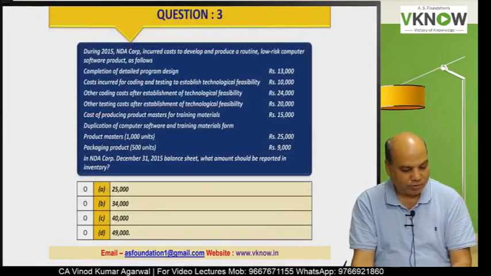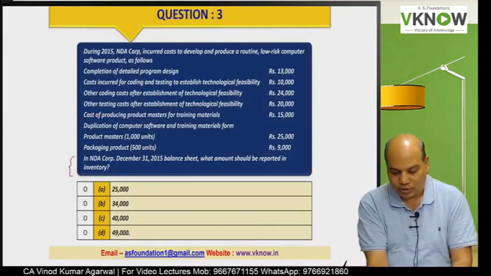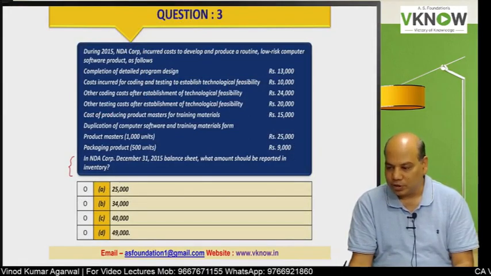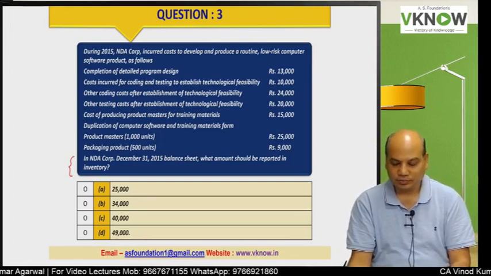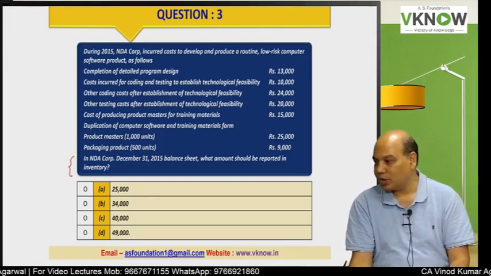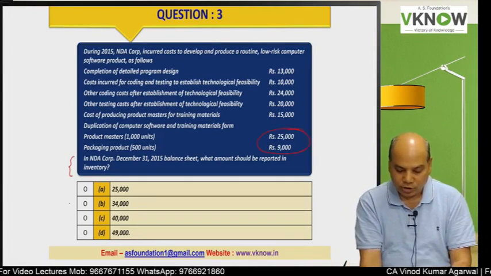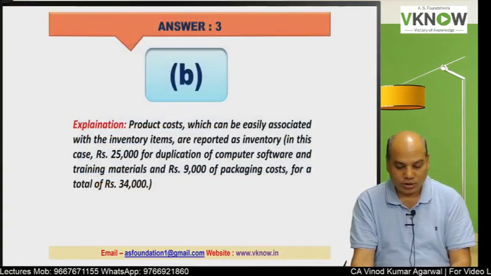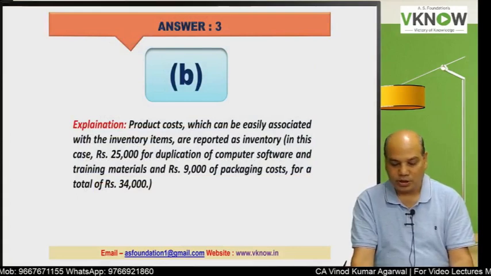Question number 3, which is a continuation of question number 2, only the last 2 lines we will read. In NDA Corp's December 31, 2015 balance sheet, what amount will be reported as inventory? What amount will be reported as inventory? 25 plus 9. Do we have any option? 34,000 there? Yes. So the answer is B. And you can read the explanation for this question printed below.